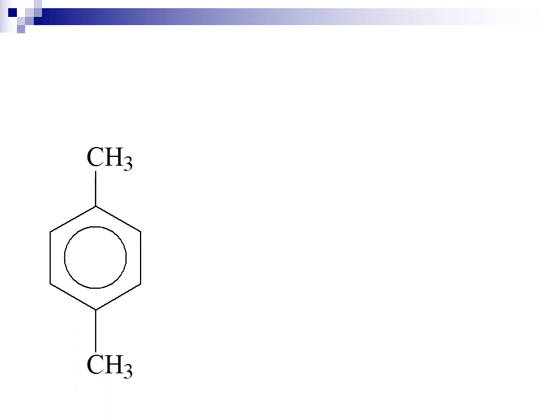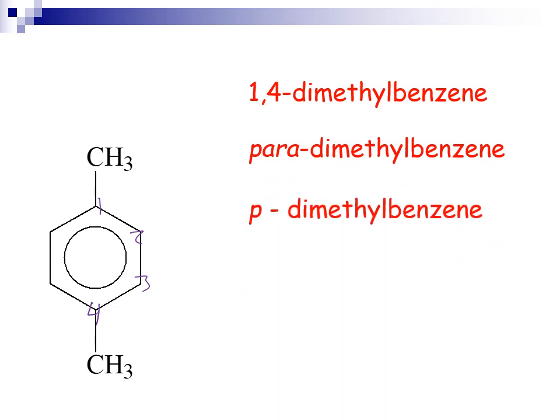And this one here, again, 1, 2, 3, 4. So this would be 1, 4 dimethylbenzene. Or using the old system, para or p-dimethylbenzene.